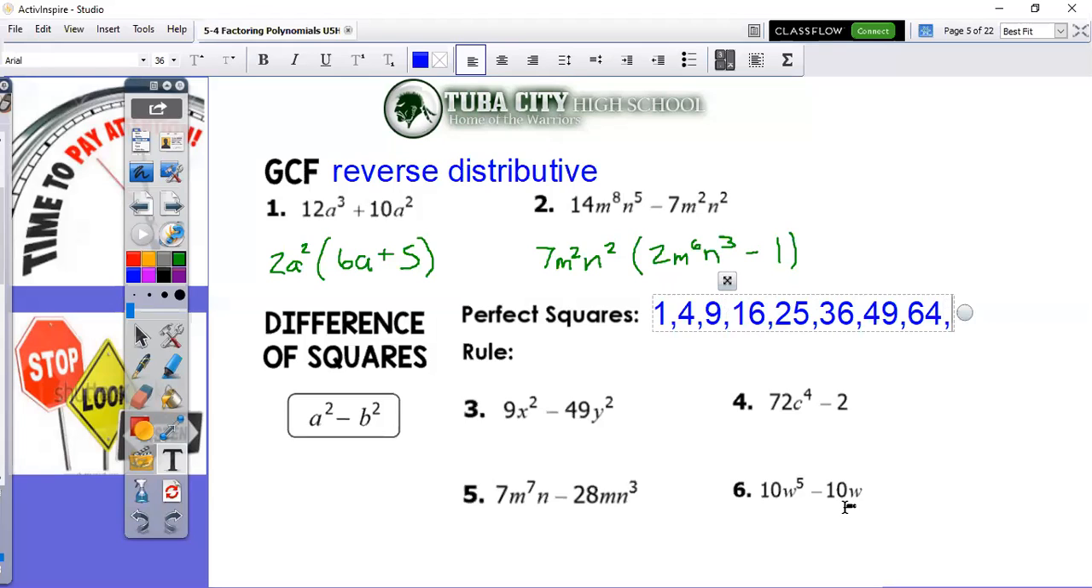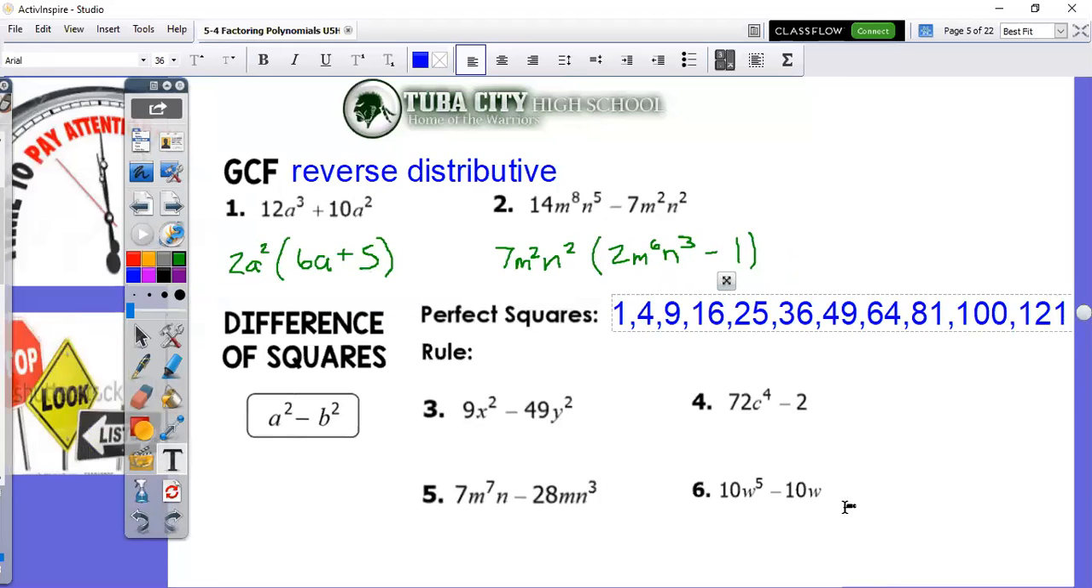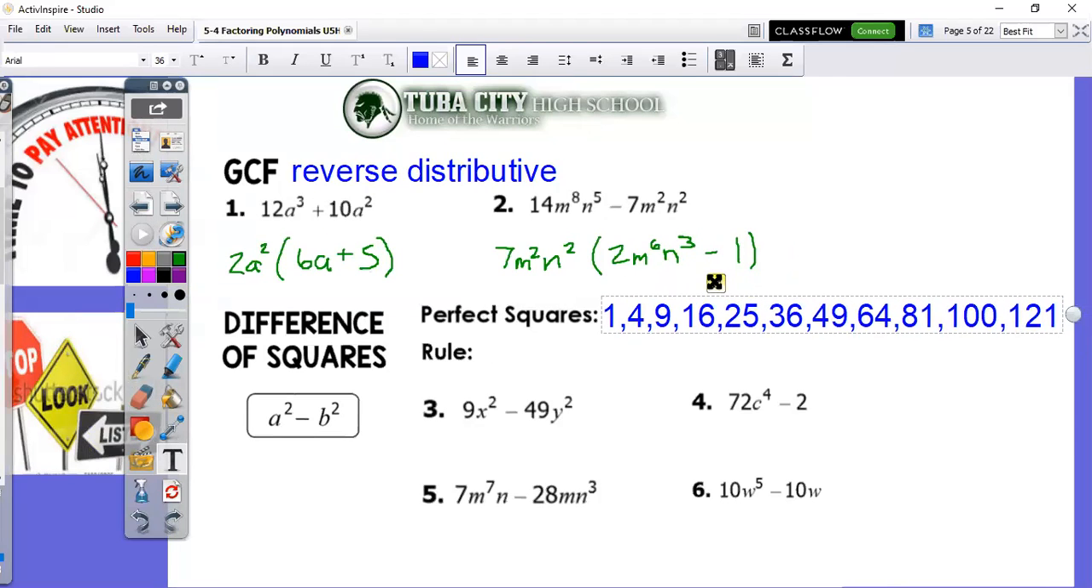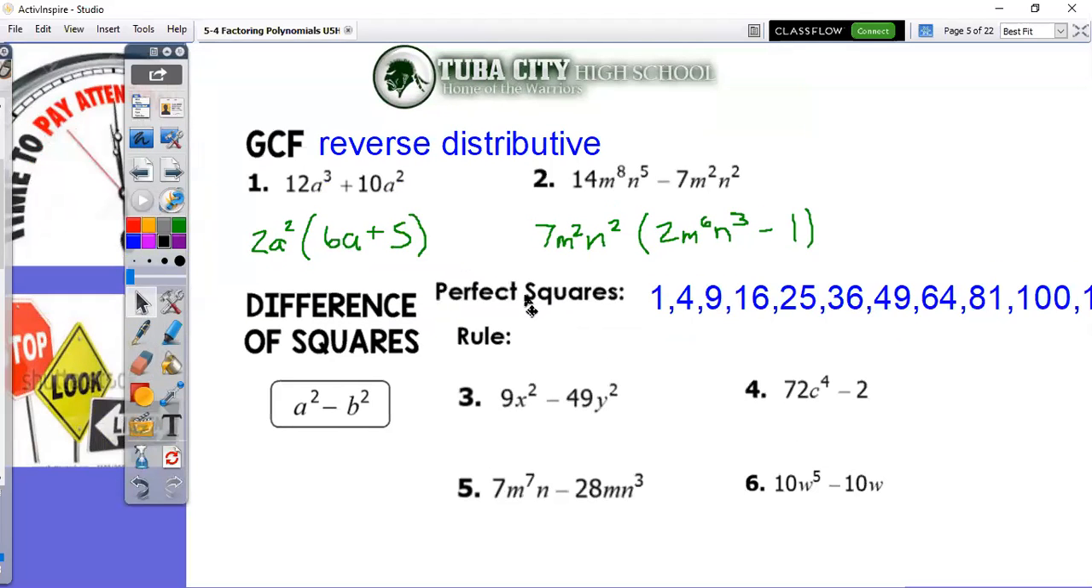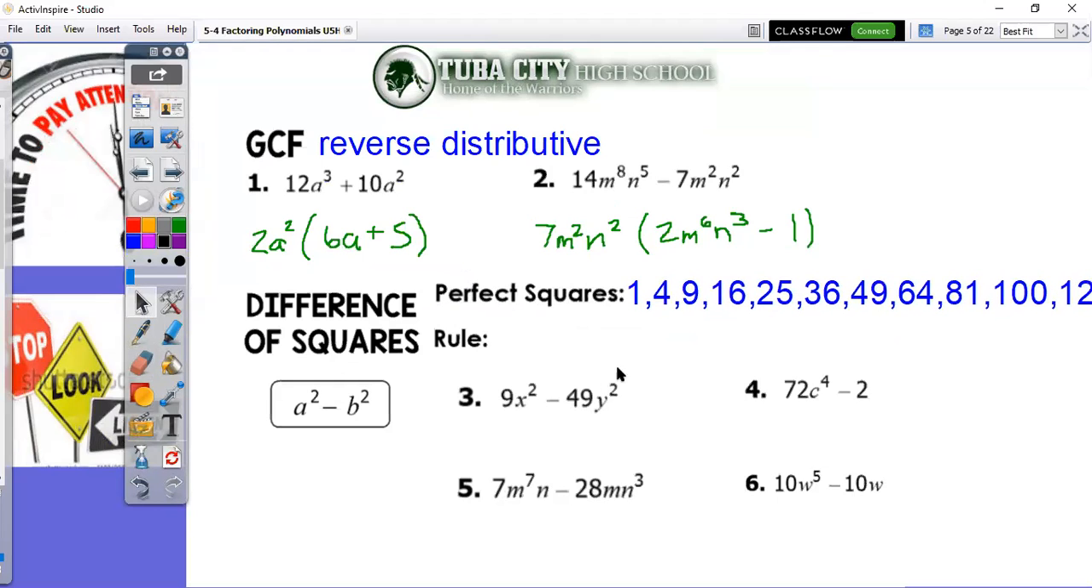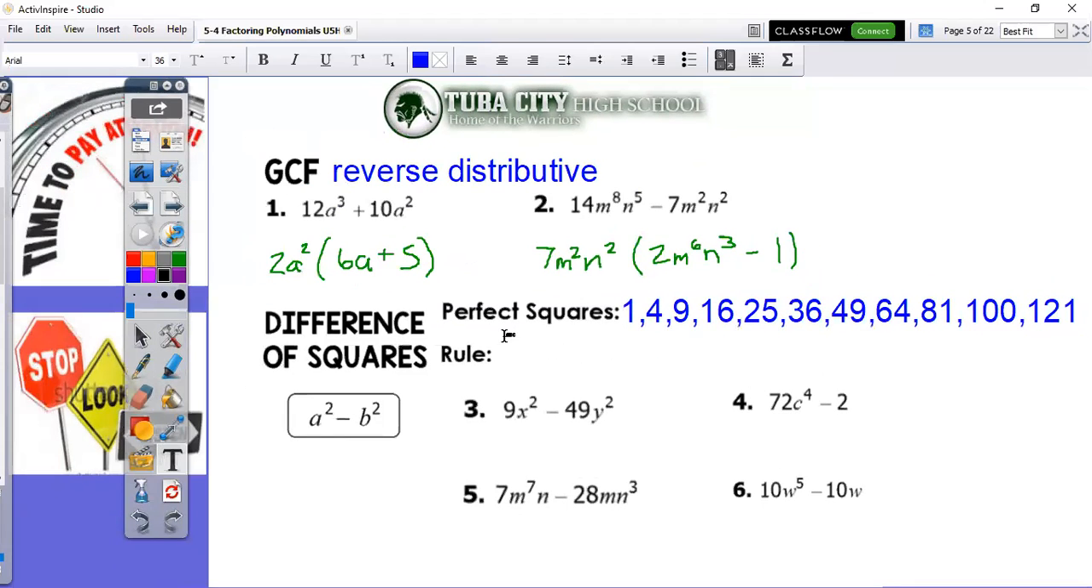I'm going to put a few more on here just so you can get a clue of what perfect square numbers are. These are just some that I put here so you can easily recognize them. It kind of helps to have them shown. And in this case, we have a rule.